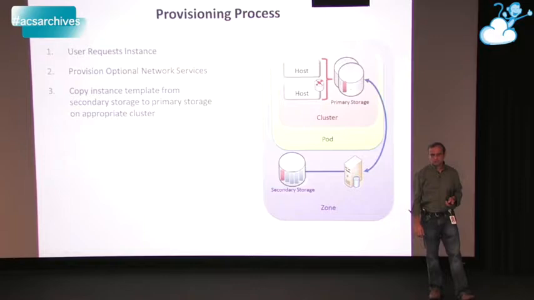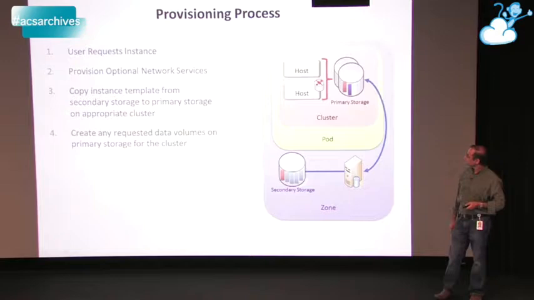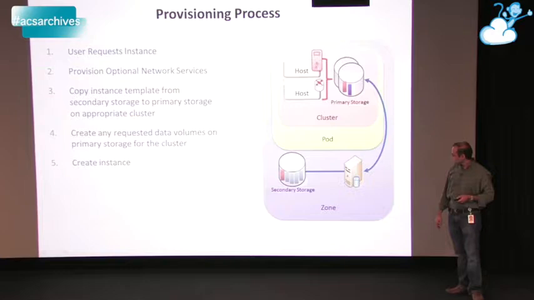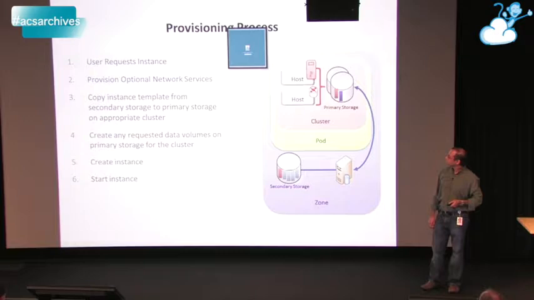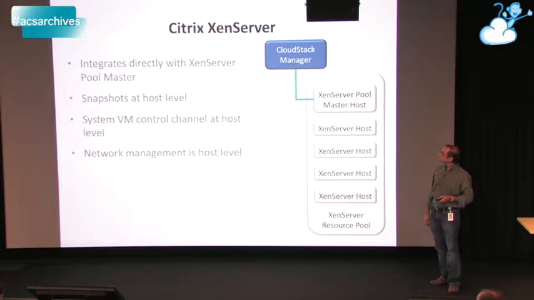Create the data volume on the primary storage. And creating the data volume on the primary storage is usually a clone operation, right? So you can do fast cloning or thin provisioning. Create the instance on the host, plug the volume into the VM, and then start the instance. Any questions about the VM start process? Okay.